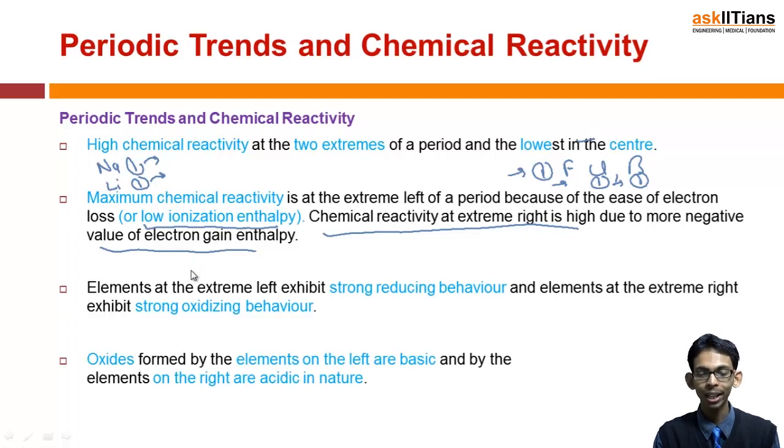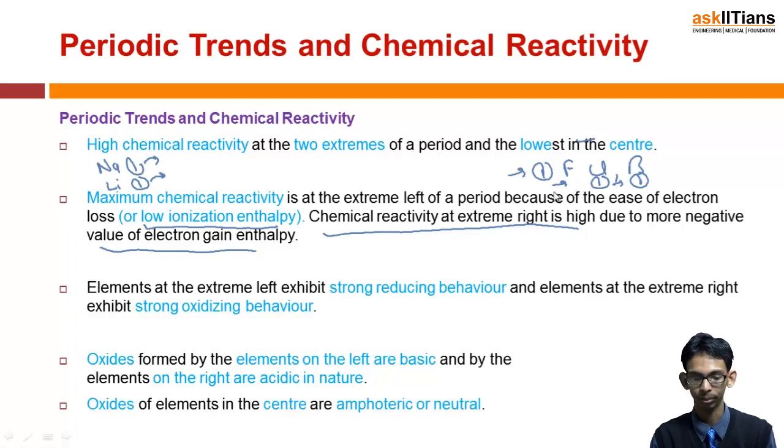Again, oxides formed by the elements on the left are basic, because we know on the left there are metals and metals form basic oxides and hydroxides. On the other hand, oxides and hydroxides formed by elements present on the extreme right are acidic in nature, and oxides at the center are amphoteric. That means they are either neutral, neither acidic nor basic, or they are amphoteric, that means they are both acidic and basic.